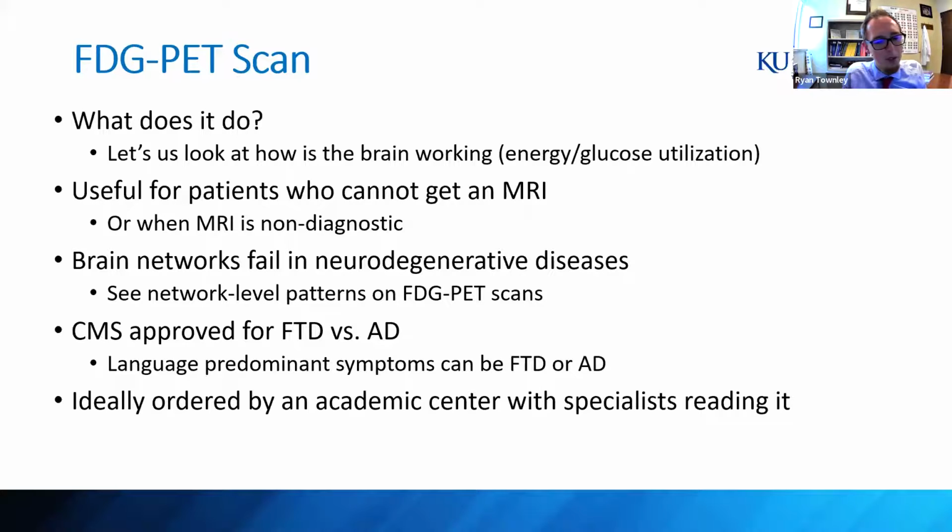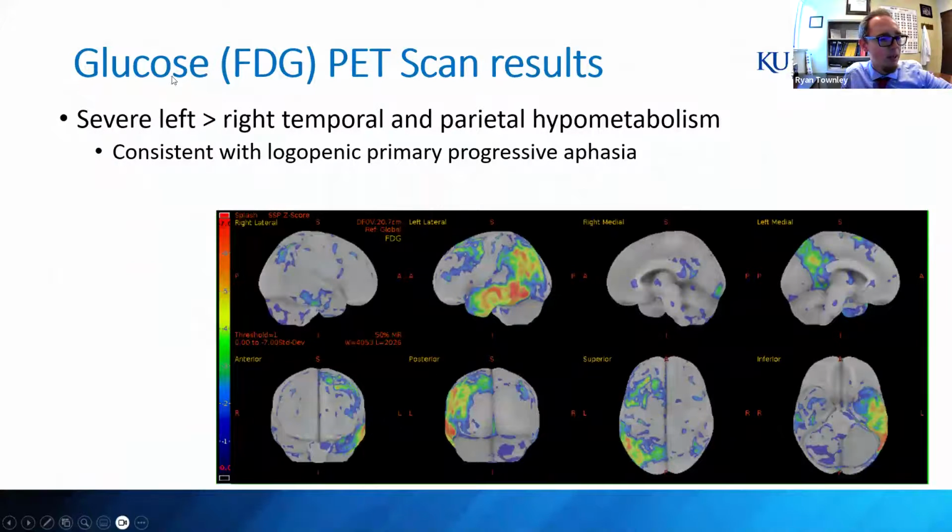Generally, these should probably be ordered by a specialist, from what I find in the wild of when these things are ordered. Sometimes the reads are not highly accurate. So this is what this individual's PET scan looked like. Here, gray is normal, and these are different viewpoints of the brain. This is the right side of the brain, the left side of the brain. And the more colorful something is, the more abnormal.